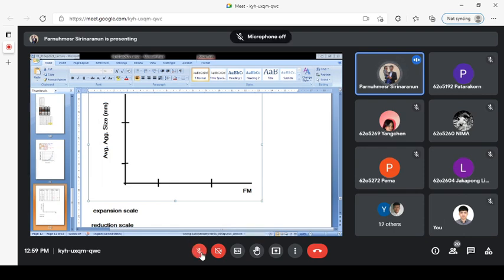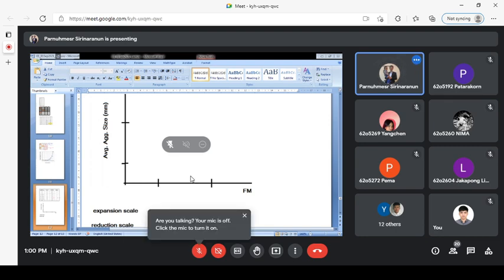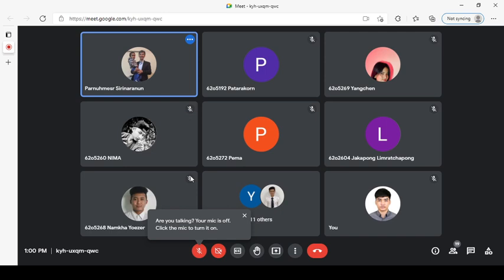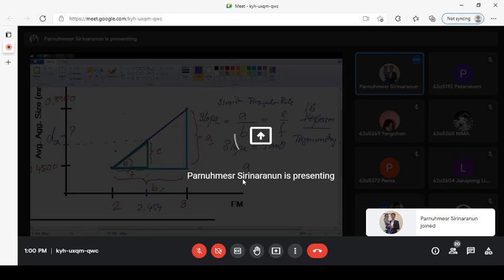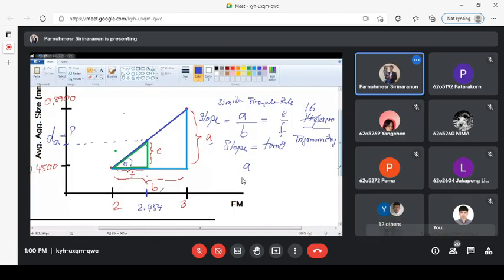Sorry. Wait a minute. Oh, it's not on the screen. Why is it like that? Sorry. Now you see the screen? Correct screen or not? Yes, Ajahn. Now we can see the screen with the triangle. Okay.